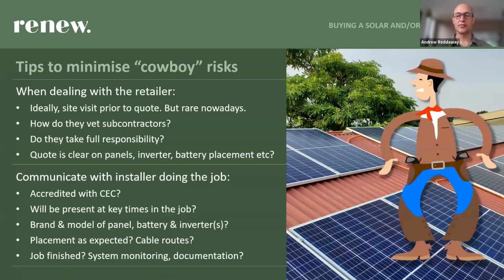Okay, so the risk of cowboy installers. Yeah, you definitely don't want them jumping on the panels with their boots and spurs and all that kind of stuff. So yeah, I'd be asking the retailer, how do they deal with their contractors, their installers? How do they choose them? If there's some issue, then how is the retailer going to take responsibility for that? How would they fix it up?